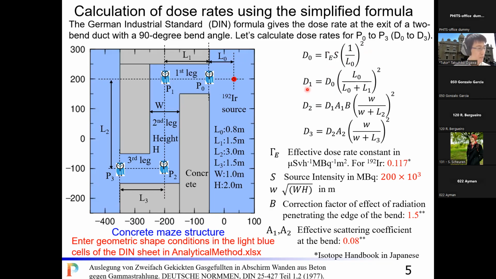Going to the second point, P1, the dose rate at P1 is D1, which is D0 times this factor. This factor depends on the geometric length of this maze. And then D2, the dose rate at P2, is formulated in this way. And the same thing goes for the dose rate at P3, which is calculated by this formula.